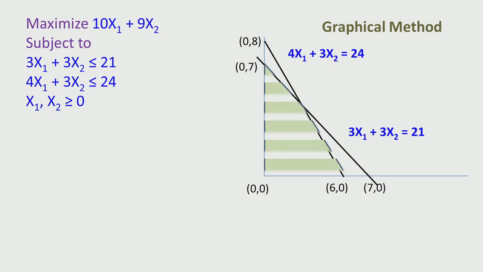So, now what we do is, we now look at this region which is common to both the regions. We first saw that for the first constraint, this triangle was there. It was the region between (0, 7), (7, 0) and (0, 0). And for the second constraint, it was the region between (0, 8), (6, 0) and (0, 0). And the common region which is now shaded and shown is the region where both these constraints are satisfied.